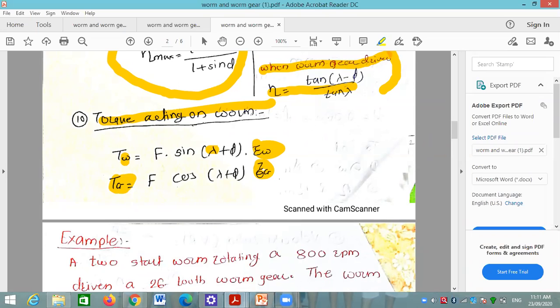So here, these are the formulae. We will solve one numerical, so we will get more clarity on this idea.